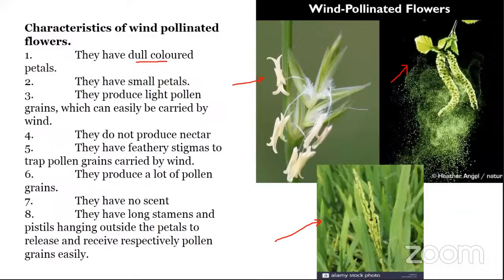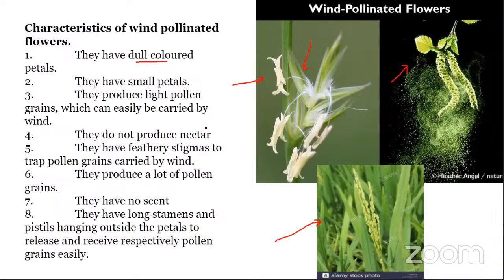Some of you never knew that these were actually flowers, and I know you've interacted with them, but these are actually their flowers. They are dark colored. They have small petals. You can imagine, this is the petal, this thing here, the petal of this flower. They have small petals. They produce light pollen grains, which can easily be carried by wind.